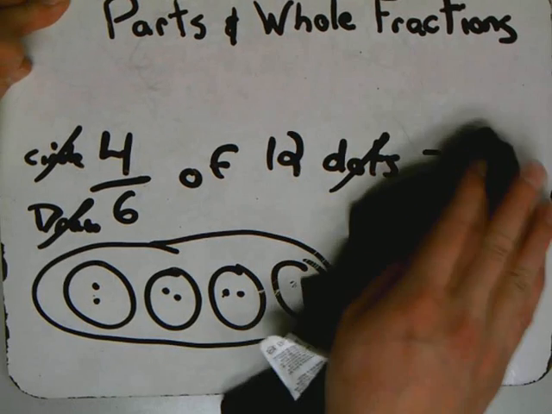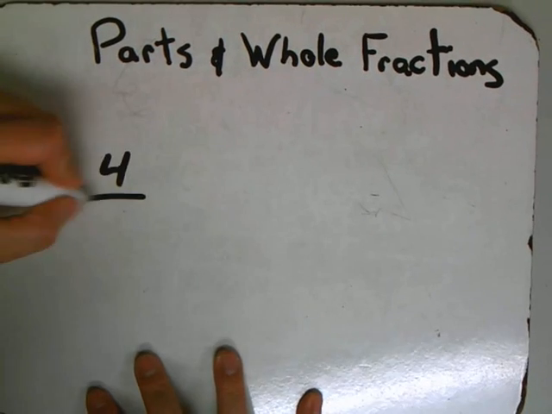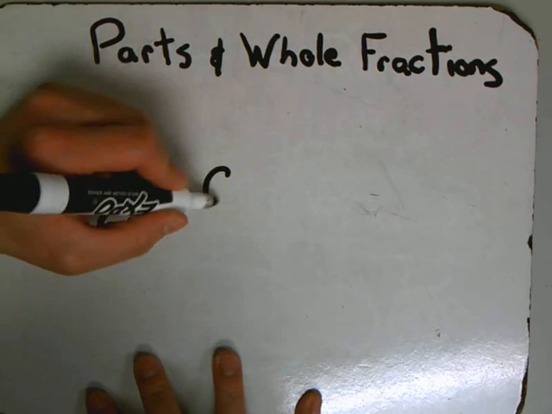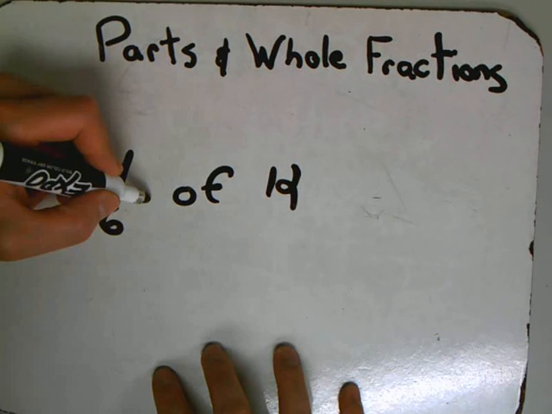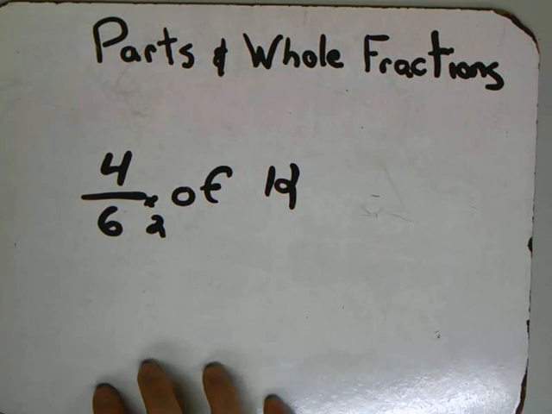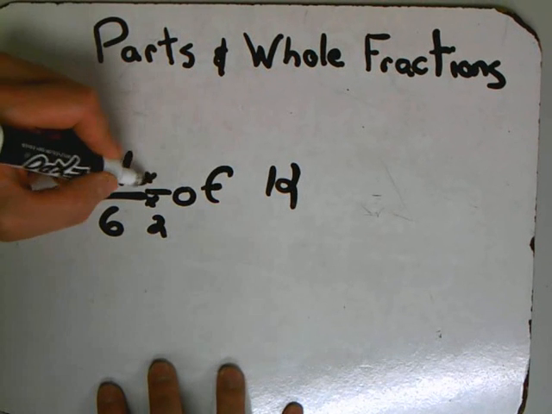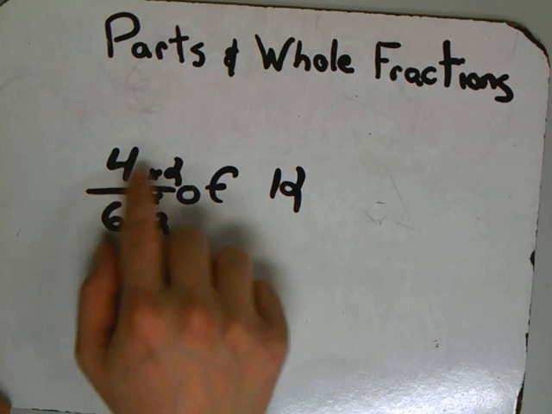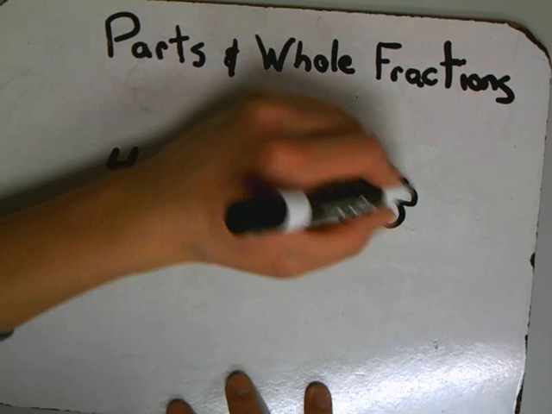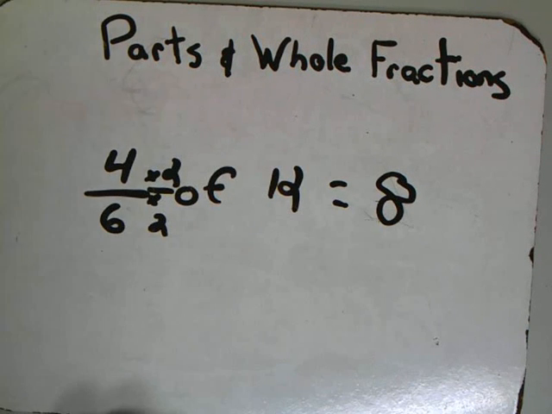Another way is this. I could take my same exact problem, 4/6 of 12, and I know that 6 times 2 is equal to 12. But I have a 2 down on my denominator. I also have a times 2 for my numerator. If 6 times 2 equals 12, I know that 4 times 2 equals 8. So once again, 4/6 of 12 is equivalent to 8, which is the same answer we got the first time we did this problem.